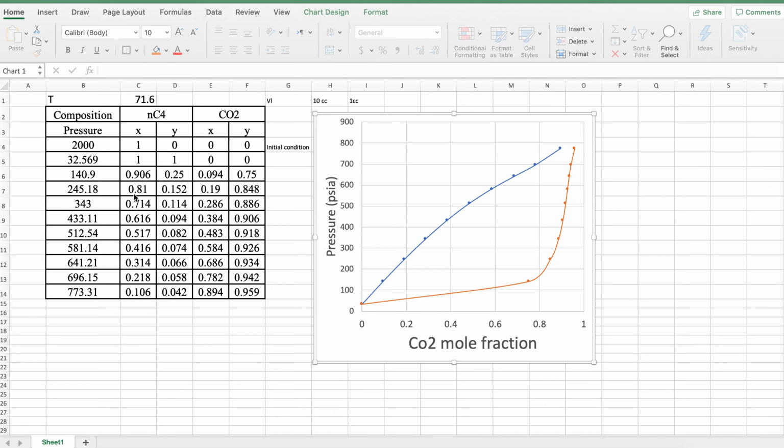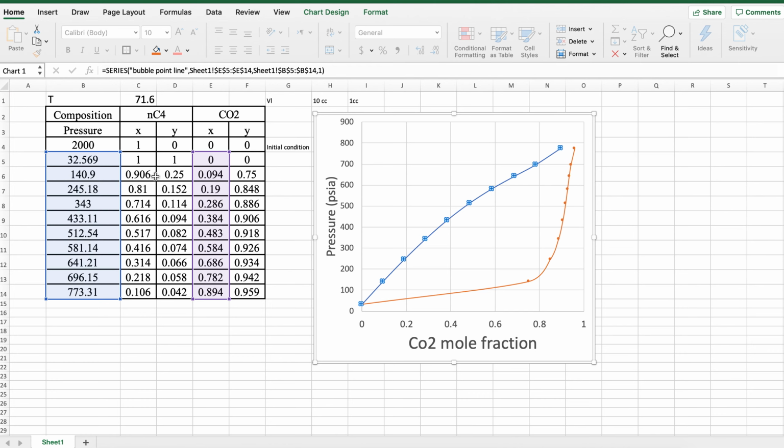I performed the rest of the experiments for different mixtures, from 10% all the way to 90% of the CO2 and N-butane. And for each case, I found the bubble point and I found the corresponding compositions. So as I said here, we try to use the tie line definitions.